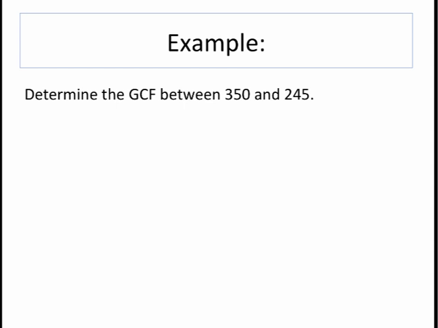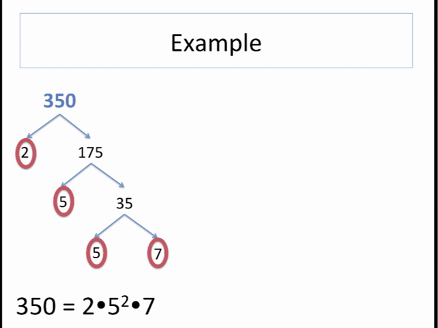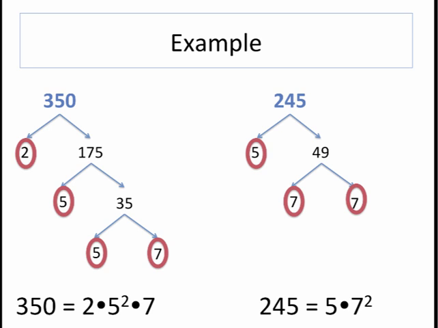Now it would be very tedious to go through and find the list of all of the factors of these two numbers, 350 and 245. So we'll just work with the factor trees, and I'll show you how to break things down based on those. The factor tree for 350 breaks down into 2 times 5 squared times 7 as the prime factorization. And then 245 breaks down into 5 multiplied by 7 squared as its prime factorization.